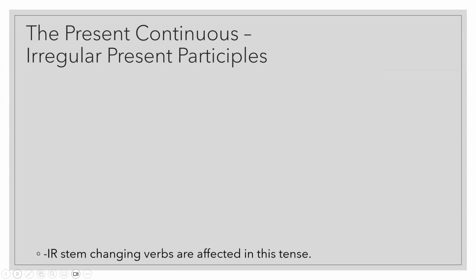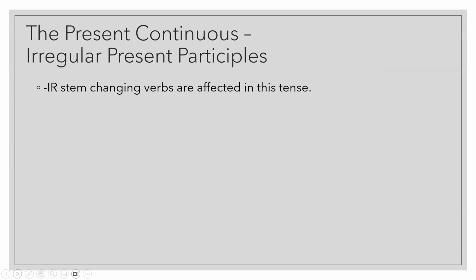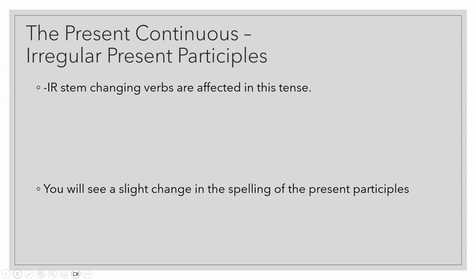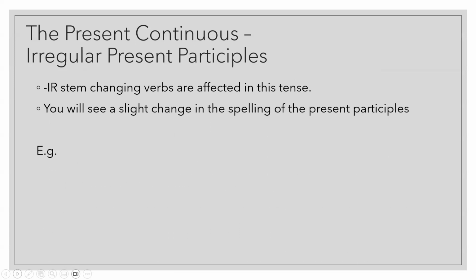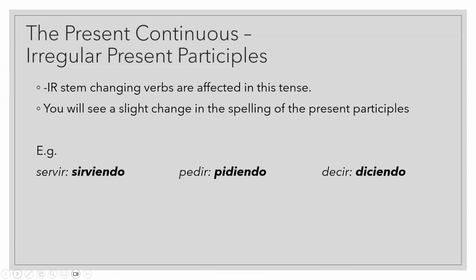There's actually one little group that are quite heavily impacted by this tense, and it's the group of verbs that are IR stem changers in the present tense. These are verbs we've come across before when we looked at irregular verbs in the present tense. You'll see a little change in the spelling of the participles. There's the verb servir becoming sirviendo. We're used to that E becoming an I in the present tense, aren't we? Sirvo, I serve. Pedir, the verb to ask for, becomes pidiendo. Again, I ask is pido, isn't it? Decir, to say, becoming diciendo. We see it almost like a digo in the present.